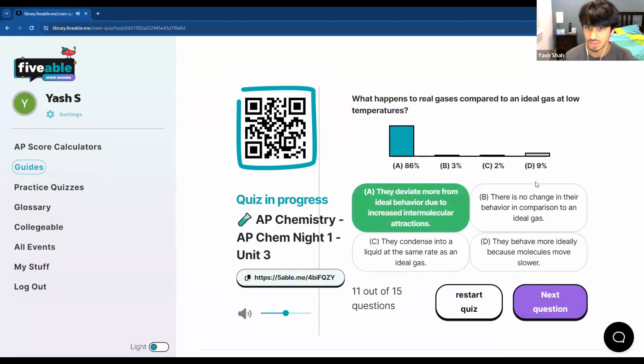All right, so last question. You guys did really good on this one. As you know, when temperatures are low, intermolecular attractions can play a stronger effect because you're moving around less. So those intermolecular attractions can have a greater impact on molecular path, and that means a greater impact on all the other properties of the gas.